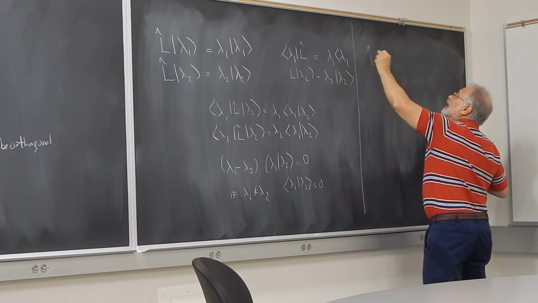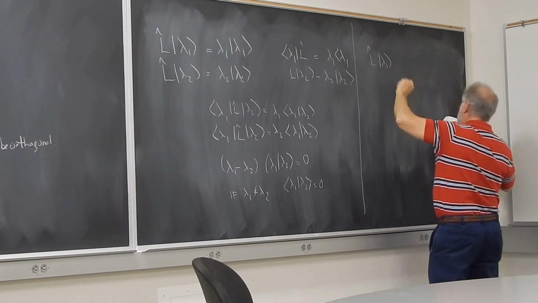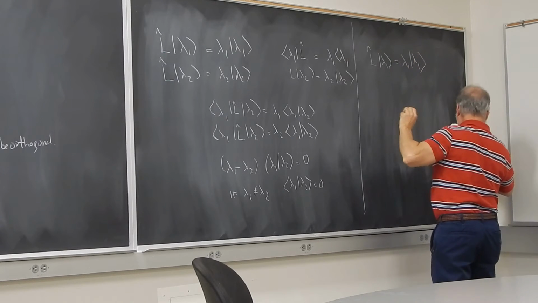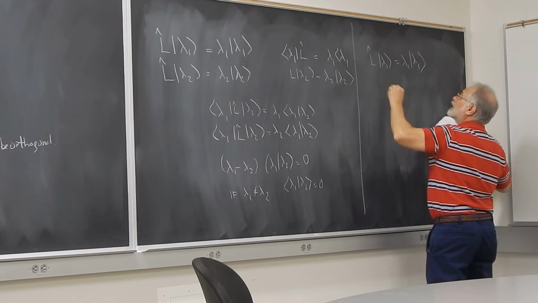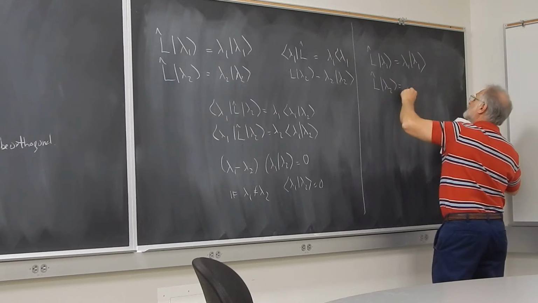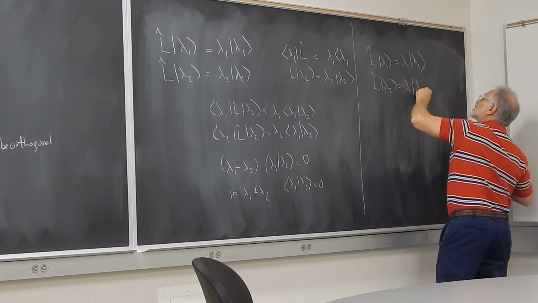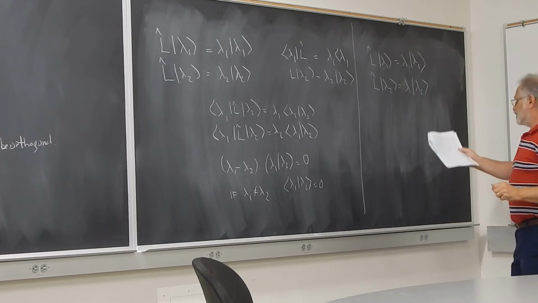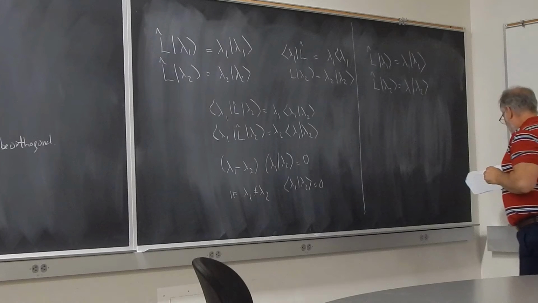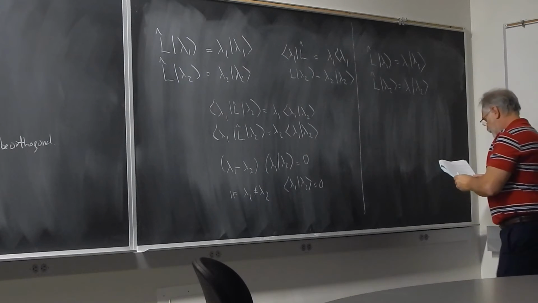Suppose L operates on lambda 1 ket. We write that as lambda 1 ket. And L operating on lambda 2 ket is equal to, let's just call it lambda. So suppose they have the same eigenvalue lambda. Any linear combination of the eigenvectors is also an eigenvector with the same eigenvalue.